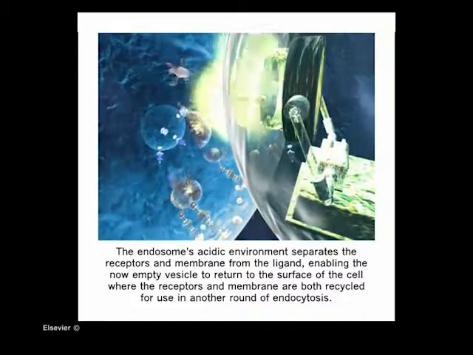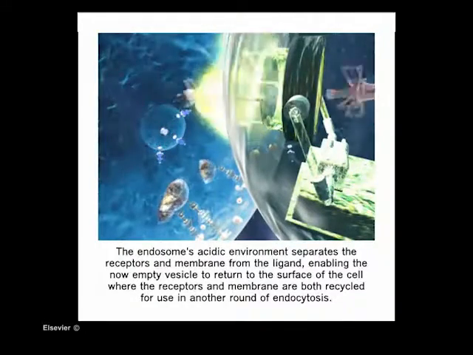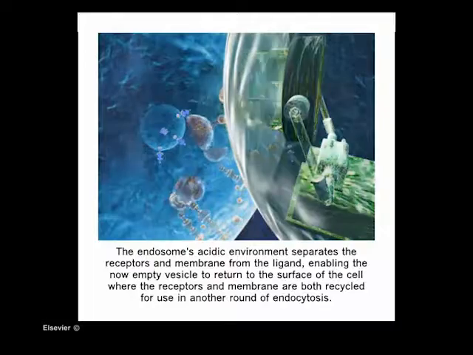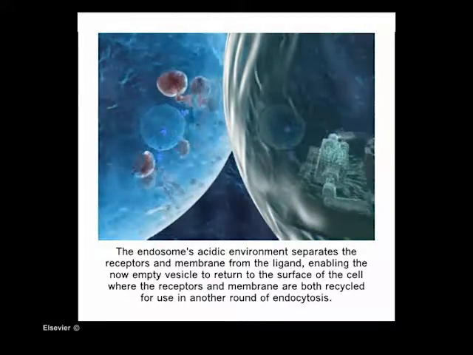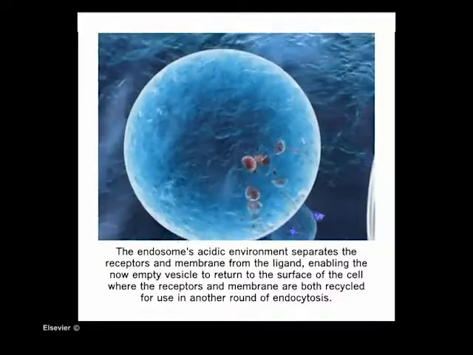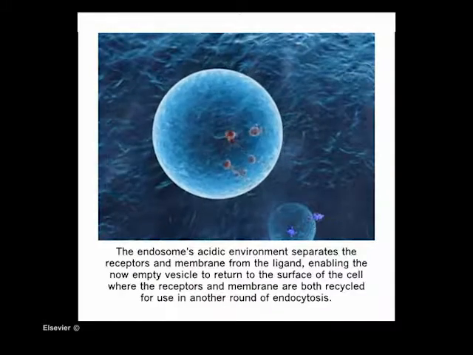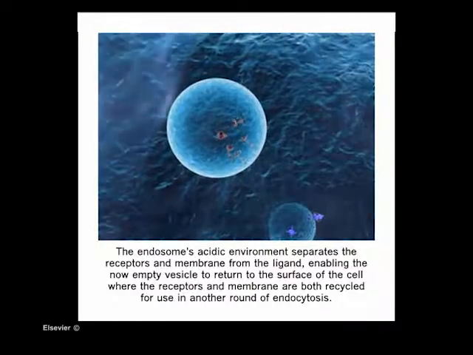The endosome's acidic environment separates the receptors and membrane from the ligand, enabling the now empty vesicle to return to the surface of the cell where the receptors and membrane are both recycled for use in another round of endocytosis.